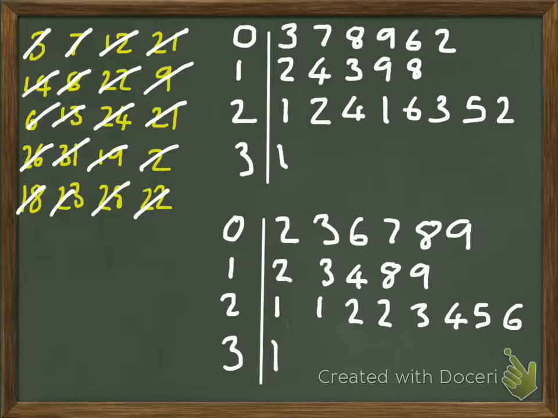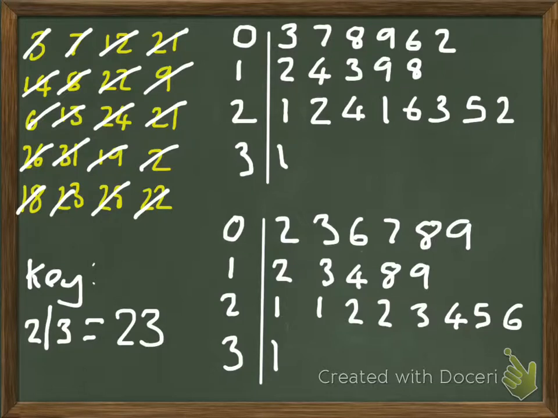The final thing to do is to write a key. And to do this, we can just pick a value. We can say 2 line 3 means 23. And that's important because sometimes we'll be working with decimals, sometimes we'll be working with larger numbers or smaller numbers, and we need to show the reader what our table represents. That's our finished stem and leaf diagram.